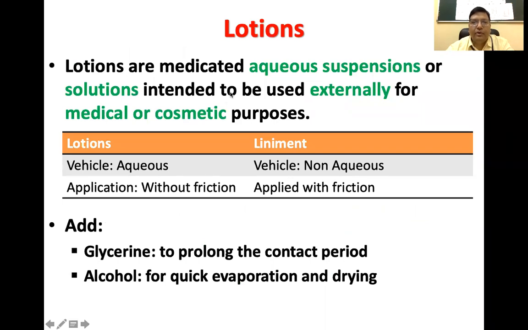So if we talk about lotions, lotions are medical preparations which are aqueous suspensions or solutions, and they are intended to be applied externally for medical or cosmetic purposes. So lotions are meant for external applications.